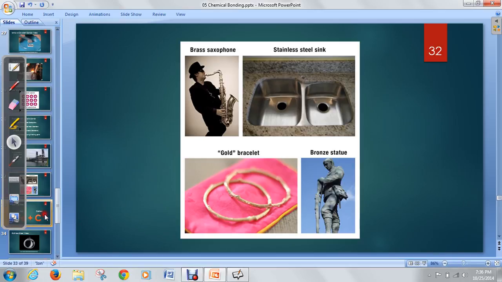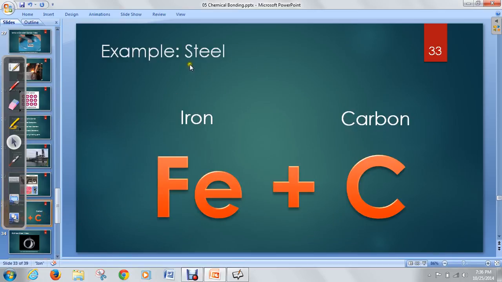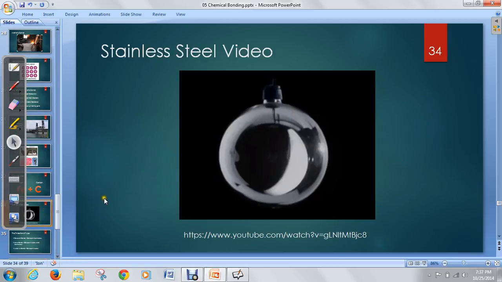An alloy you probably have seen is steel, which is just iron and carbon. You add those together, melt them together, and you get a metal that's stronger than iron and less corrosive. And there's also stainless steel. There's a really good video at this link here that goes over how they make stainless steel very strong and less corrosive by adding chromium and these other substances.